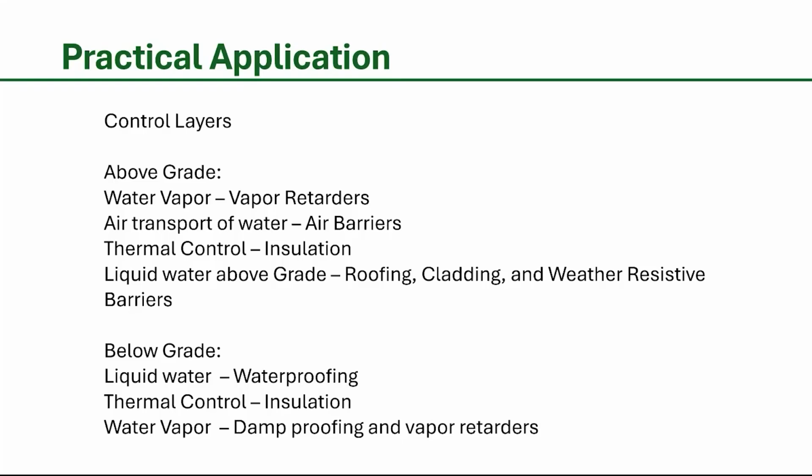And we are going to do some thermal control with insulation, and we are going to have to control water vapor. When you hit 55 degrees in ground temperature, you are across the globe going to find 100% relative humidity. So below grade, we need damp proofing and vapor retarders.